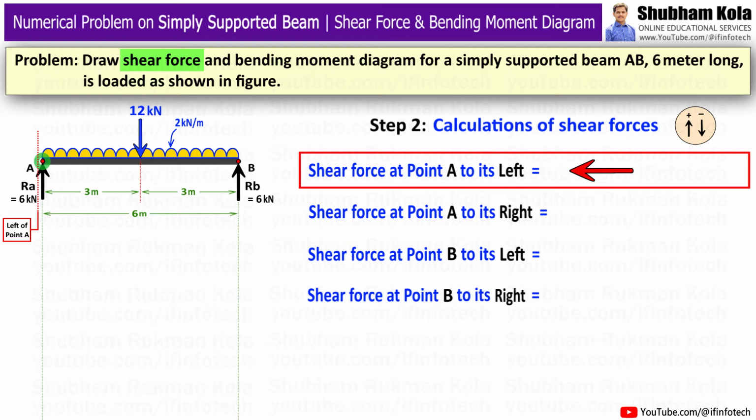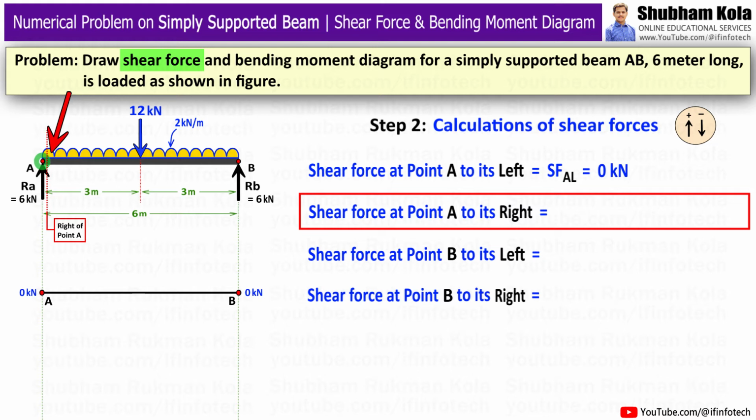Therefore, first to calculate shear force at point A to its left, that is SF at A to the left equal to. So as you can see, there is no force acting at the left side of point A. Therefore, SF at A to the left equal to 0. So to draw the shear force diagram, I will first draw a horizontal reference line of 0 kN shear force. So here I will mark this point of 0 kN shear force on the reference line.